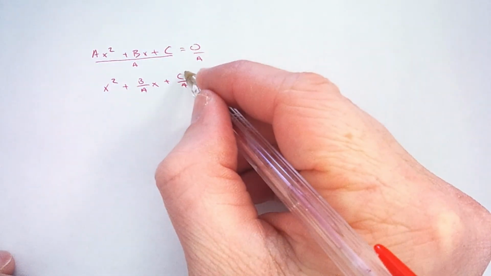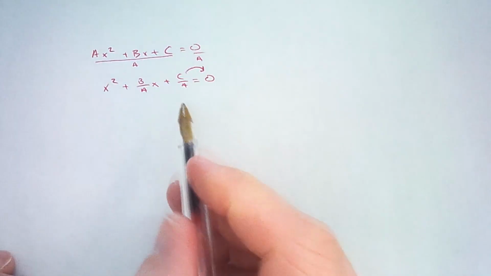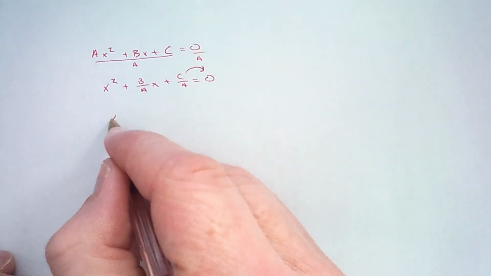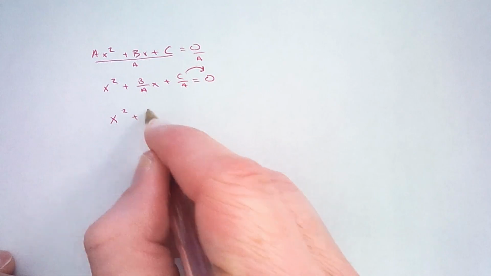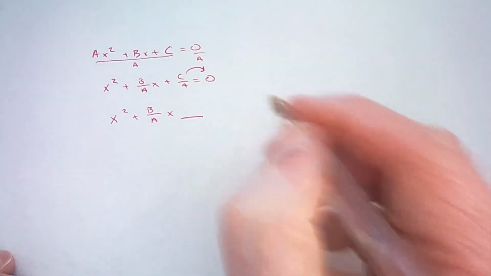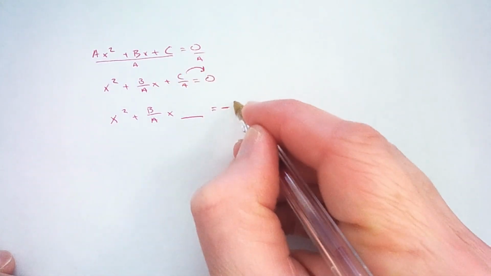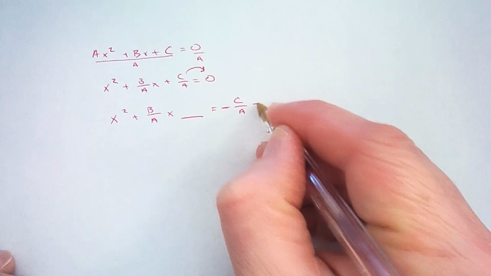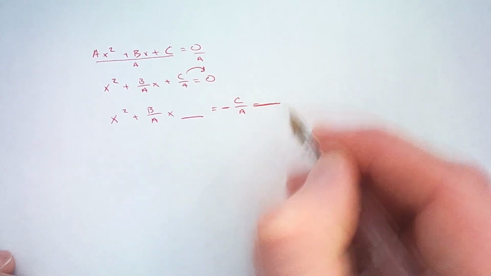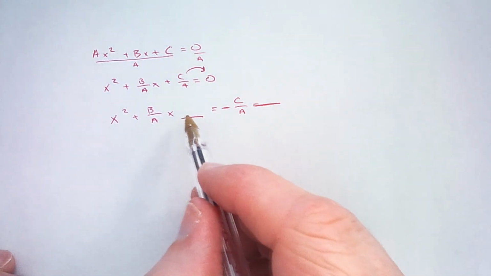But in order to complete the square, we need to move this term over here and make room for a new c term. So we have x squared plus b over a x and a new c equals, and c over a moves to the other side and becomes negative c over a, and then blank to match this blank. Okay, so now we find the new c.